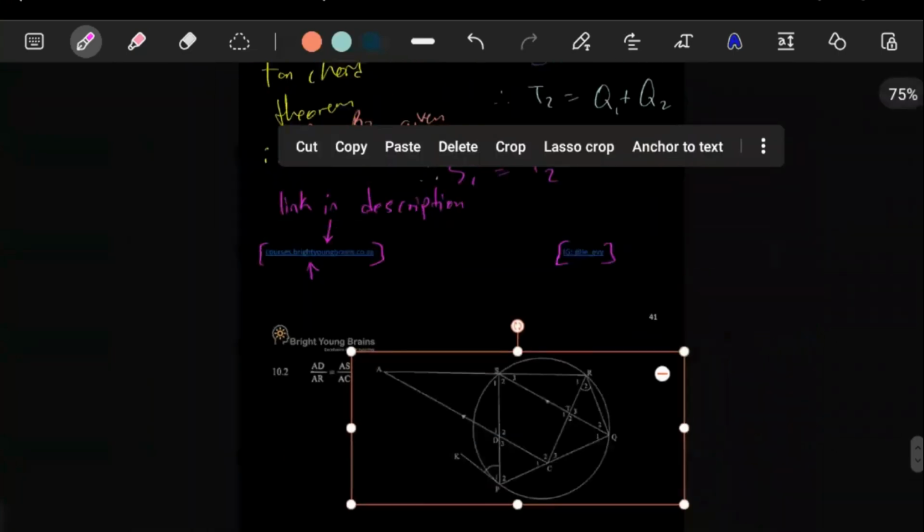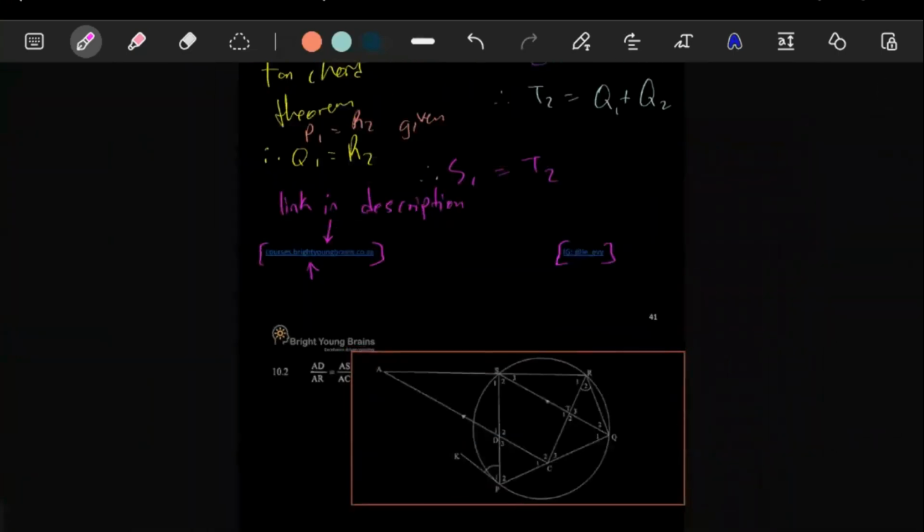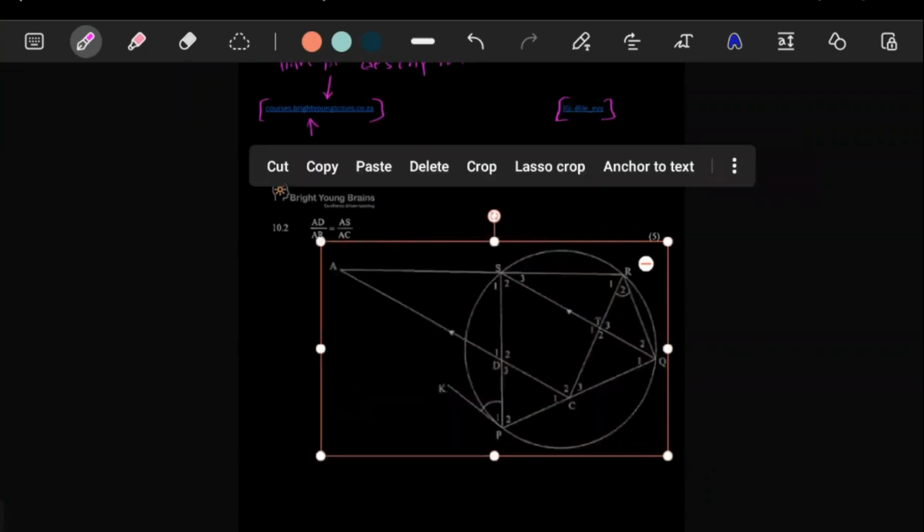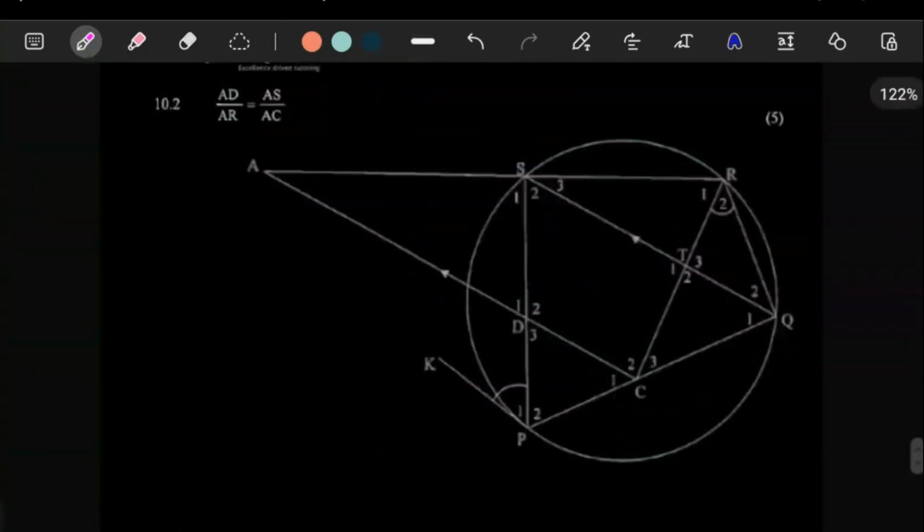So, anyways, we have our sketch here. We have to be careful what it is that they're going to ask us. So let's see. There's AD. Where is AD? It is from here to there. And then you have AR. AR is from here to there. And then AS. AS is from there to there. Okay. Then you have AC. AC is from there all the way to there.